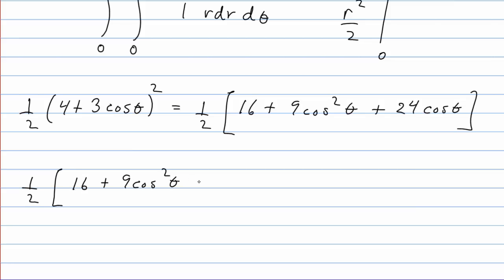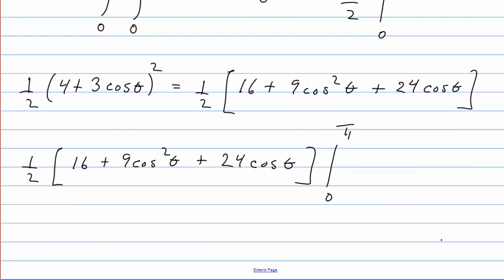from 0 to pi. Oops, sorry. Not quite yet. We have to integrate it with respect to d theta first before we can do that. So we get 16 theta.